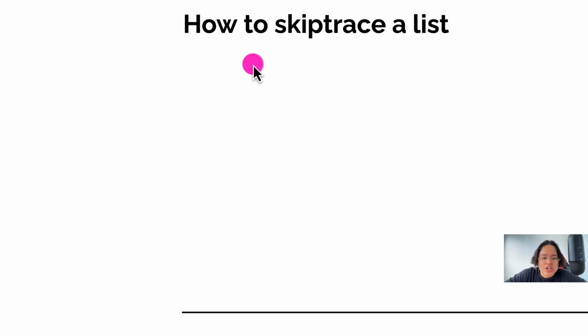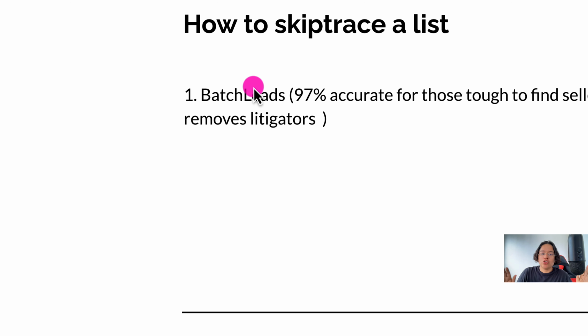Now, how to skip trace a list? Now, I'm just going to tell you straight up, BatchLeads is 97% accurate in my experience, and it's always going to help you find the tough-to-find sellers, and it removes litigators. So if you want to skip trace a list, you can do it through BatchLeads. They're going to give you the phone numbers and the emails for that seller so you can contact them about the property.